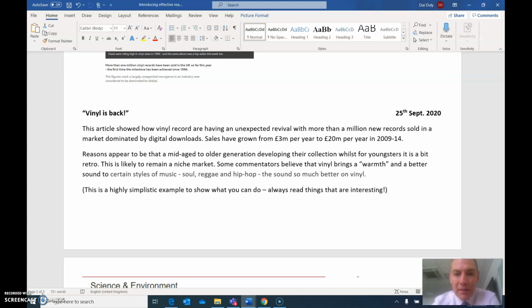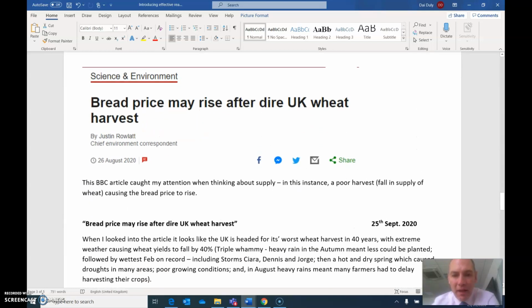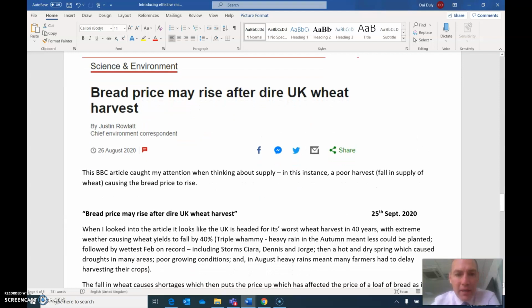And it's partly the middle to older generation developing their collection, but also for youngsters, it's a little bit retro. It's led to an increase in demand, and some people believe that actually vinyl, it says, brings a warmth, but basically the music plays better on vinyl. So soul, reggae, hip hop, and so on. So in terms of that, I've also included some facts and figures towards the top on how much demand has increased.